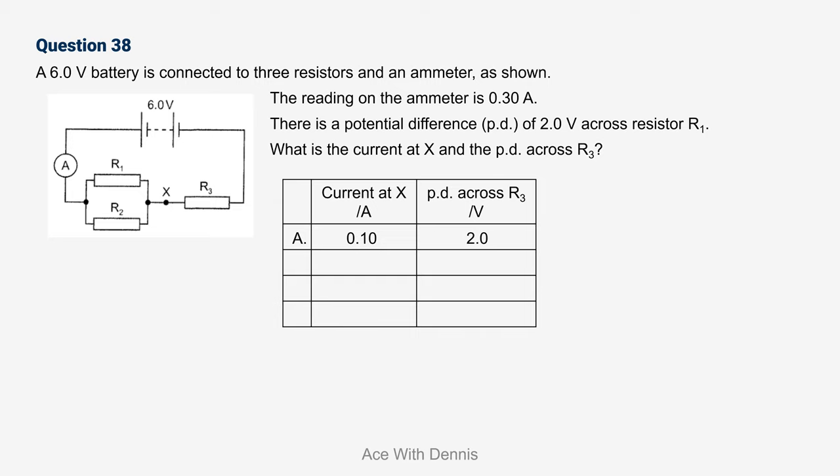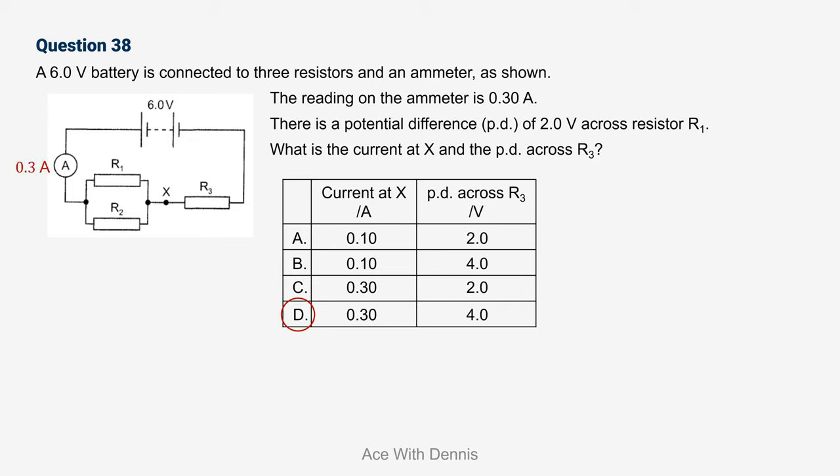A, 0.10 and 2.0. B, 0.10 and 4.0. C, 0.30 and 2.0. And D, 0.30 and 4.0. The answer is D, 0.30 amps for current at X and 4.0 volts for the PD across R3.